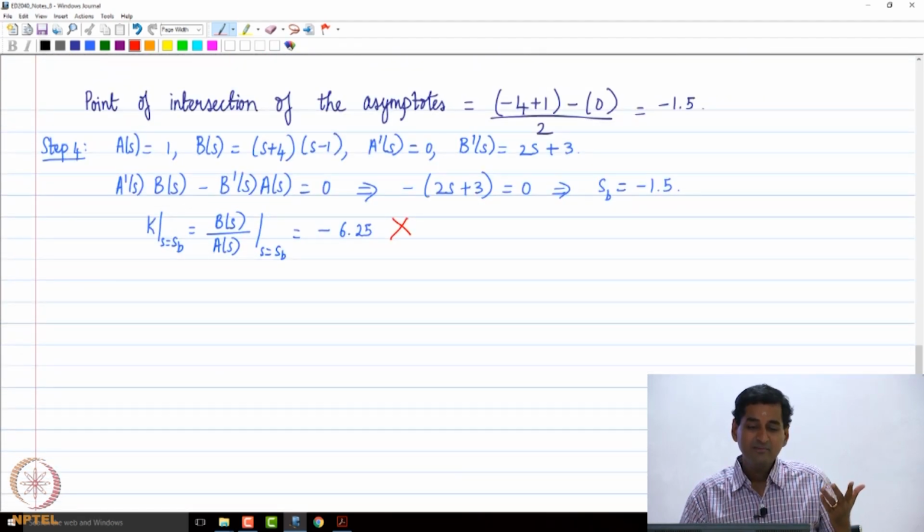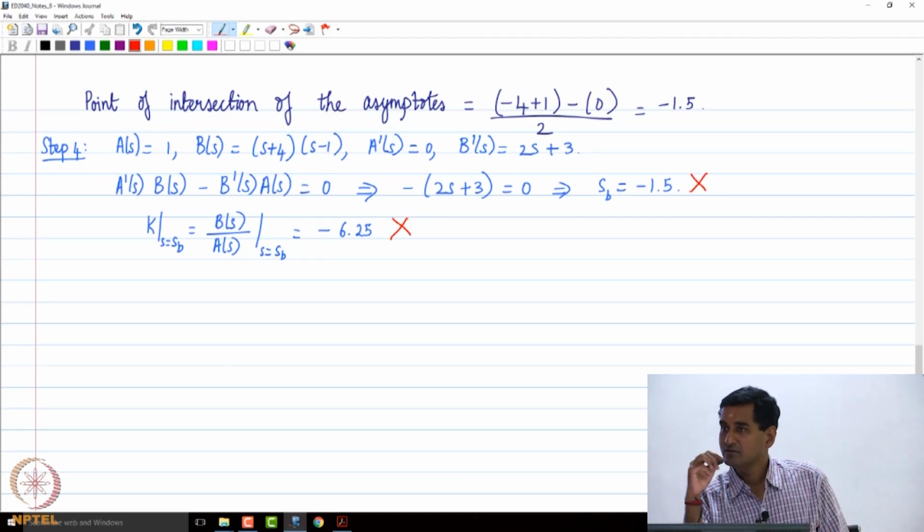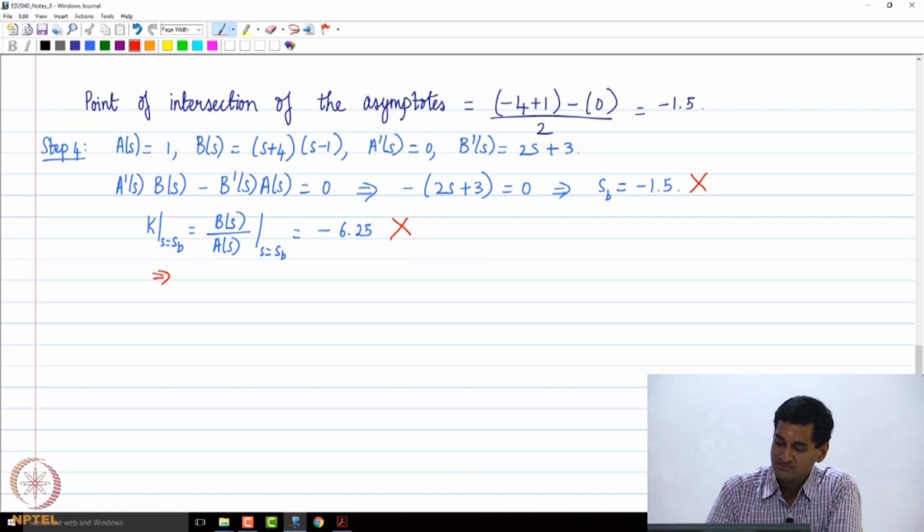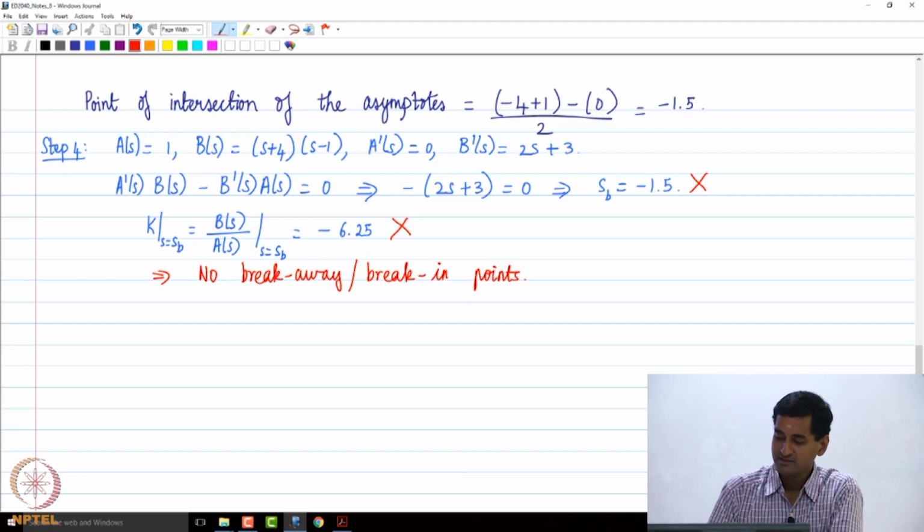That is enough to show us that there is no breakaway or break-in point, but still it is better. See, things will not turn out this way all the time. That is why we need to calculate k, and that is a better way to process this information. So, you see that the value of k is negative. So, consequently there are no breakaway or break-in points for this particular case.